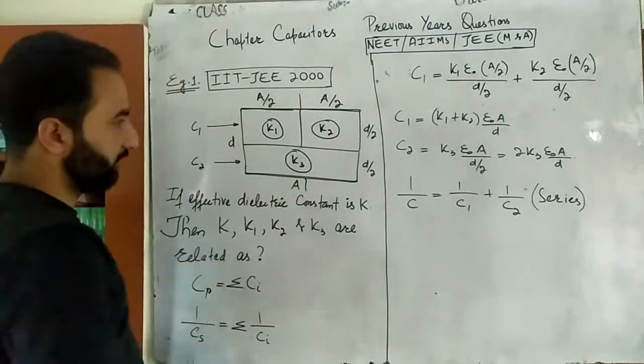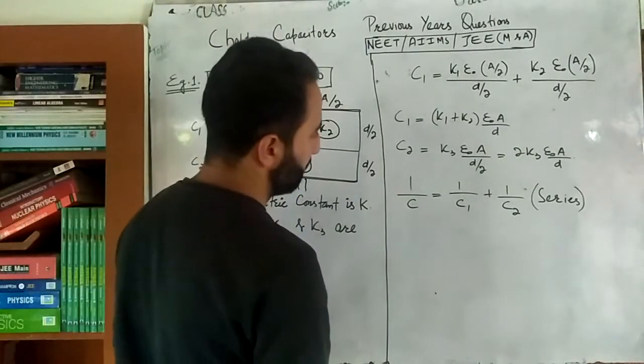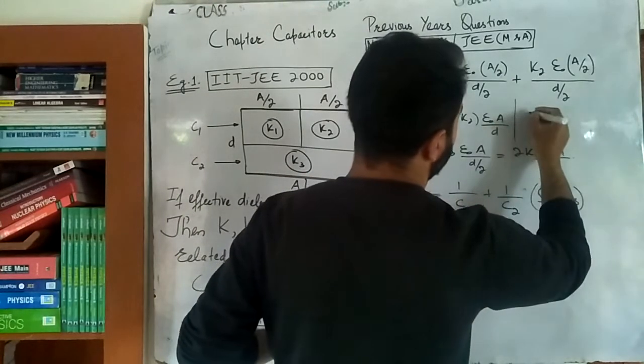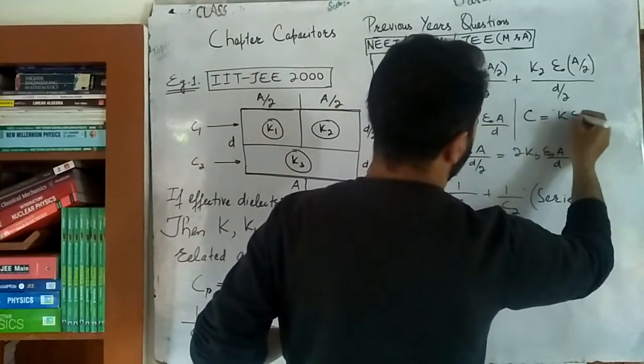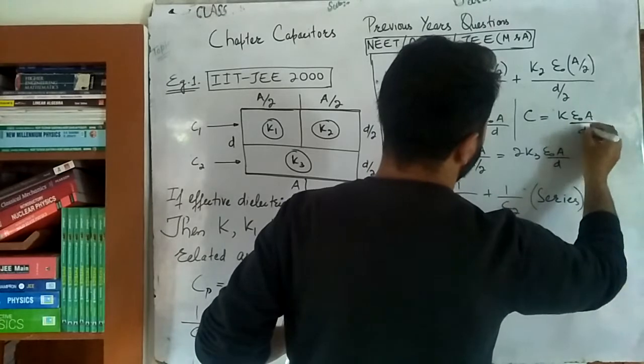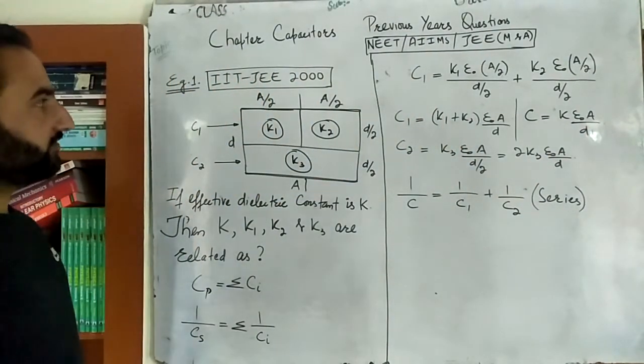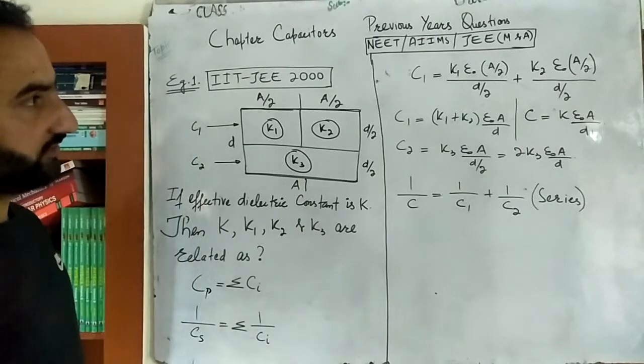C is the total capacitance. And how much is that? How much is this C? Here I will write down that fixed for C. C will be simply equal to K into epsilon naught multiplied by A divided by D, where K is the effective dielectric constant, epsilon naught A is the area of the plates, and D is the separation between the plates. Simple.